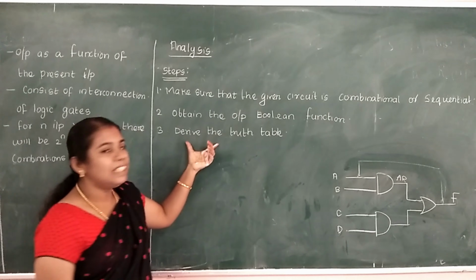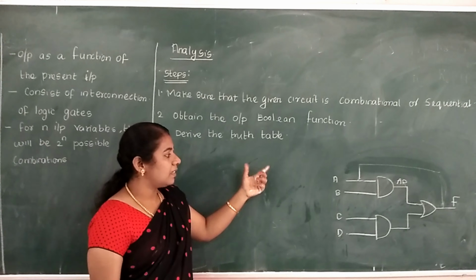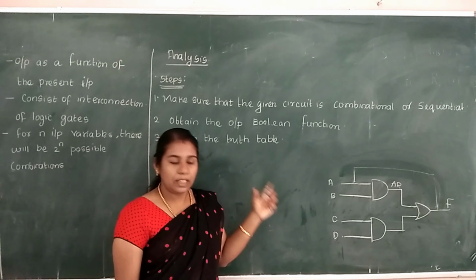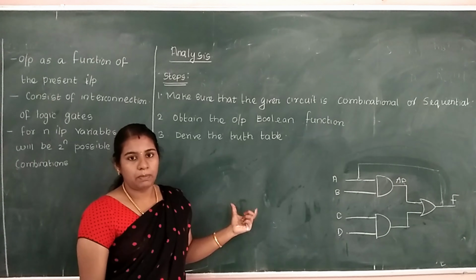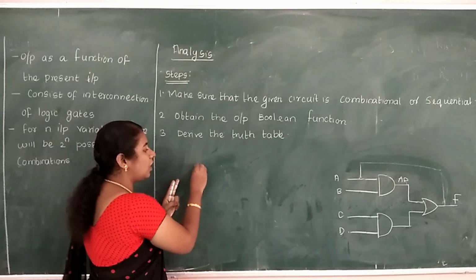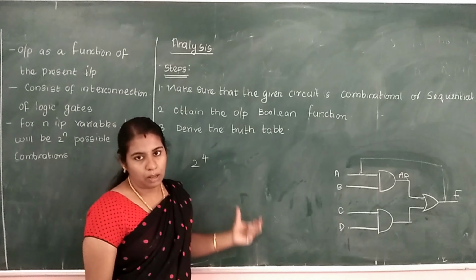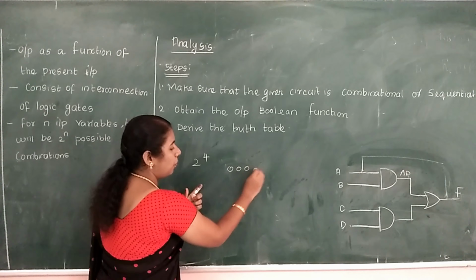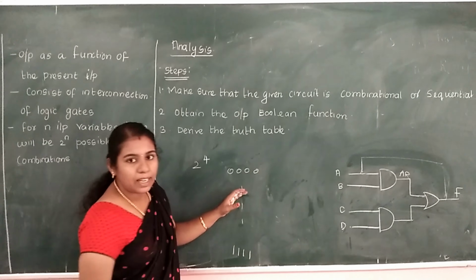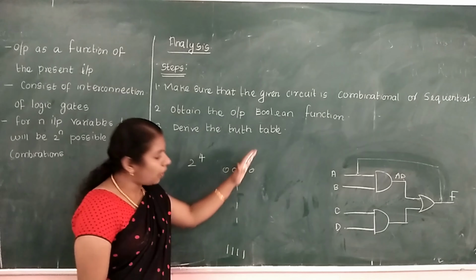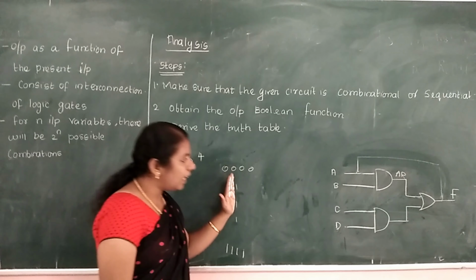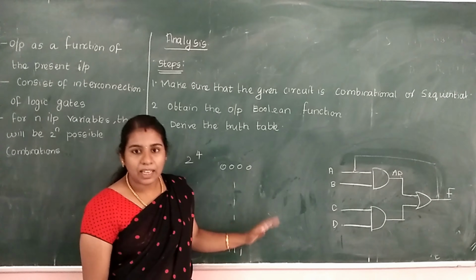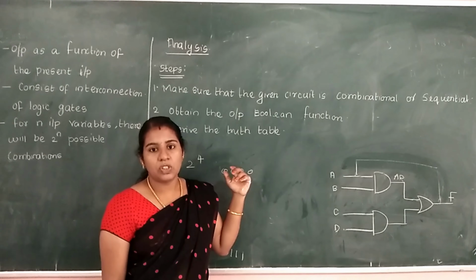Then the third step is to derive the truth table. Here 4 inputs are there. For 4 inputs, it should first generate the possible input combinations. For 4 inputs it should generate 2 power 4 possible input combinations. So it starts from 0, 0, 0, 0 up to all ones. Like that, it should generate the input combinations first. For these different sets of inputs, it generates the output function. This is the third step. Like this, we are analyzing the combination circuit.